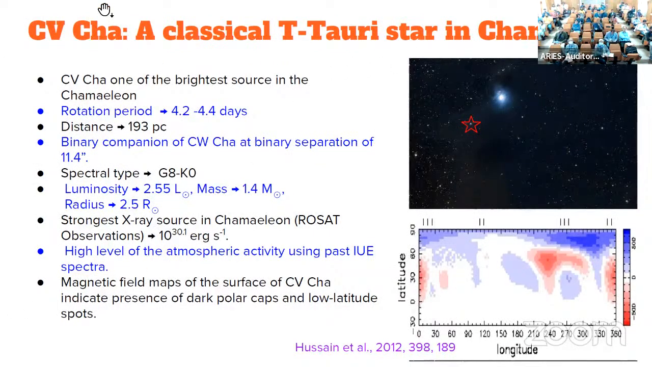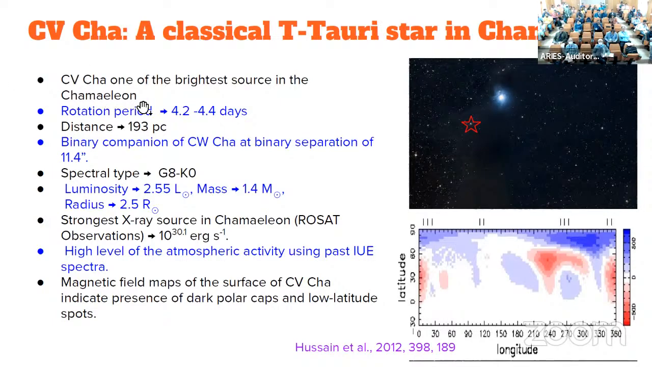This CV Cha star is a classical T Tauri star. It is the brightest one here in the Chamaeleon dark clouds. Its rotation period was found earlier to be 4.2 to 4.4 days, from very sparse photometric coverage, so not well constrained. It is located at 193 parsec distance. It is a binary component with a binary separation of 11.4 arcseconds, quite far.